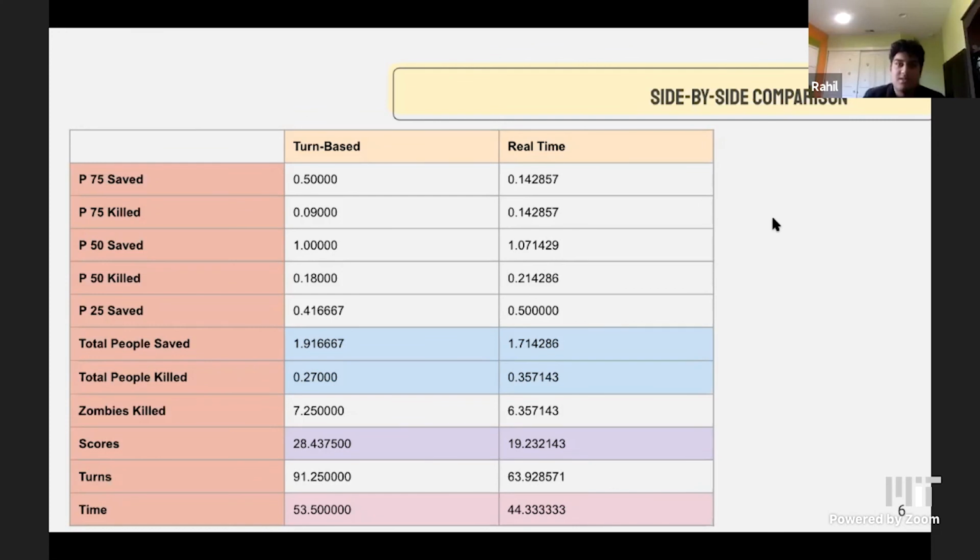So looking at a side-by-side comparison, we noticed a few major points: the total people saved by turn-based is more than it is for real-time, and the total people killed was less by a huge margin than for real-time. We also noticed that the score was about 10 points higher, and that the amount of turns taken was higher. And we'll go into deeper analysis of these in the next few slides.